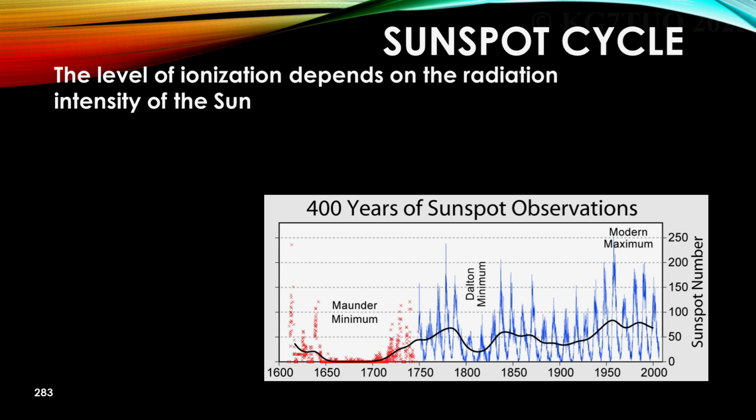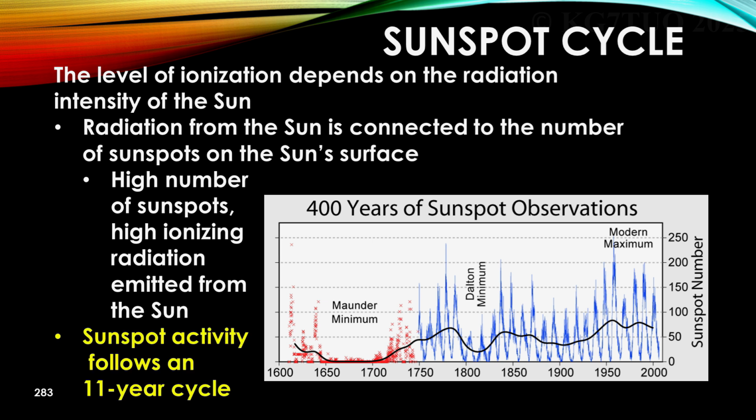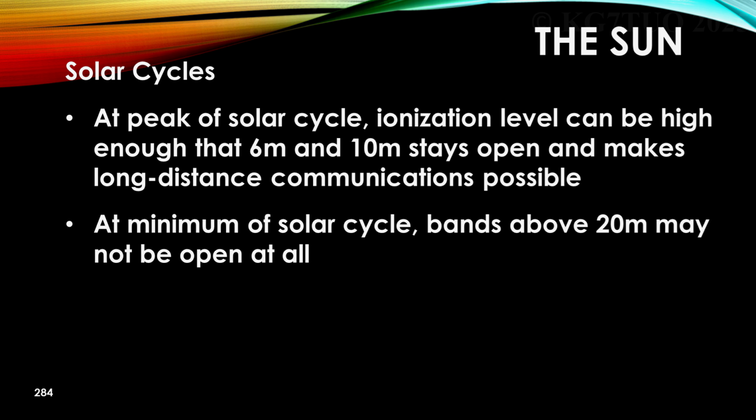Food production went way down. High numbers of sunspots, high ionizing radiation. Sunspot activity follows the 11-year cycle. And that, again, is an average. It's approximate. At the peak of the solar cycle, ionization levels can be high enough that 6 and 10 meters stay open and make long-distance communication possible. At minimum, bands above 20 meters may not be open at all.